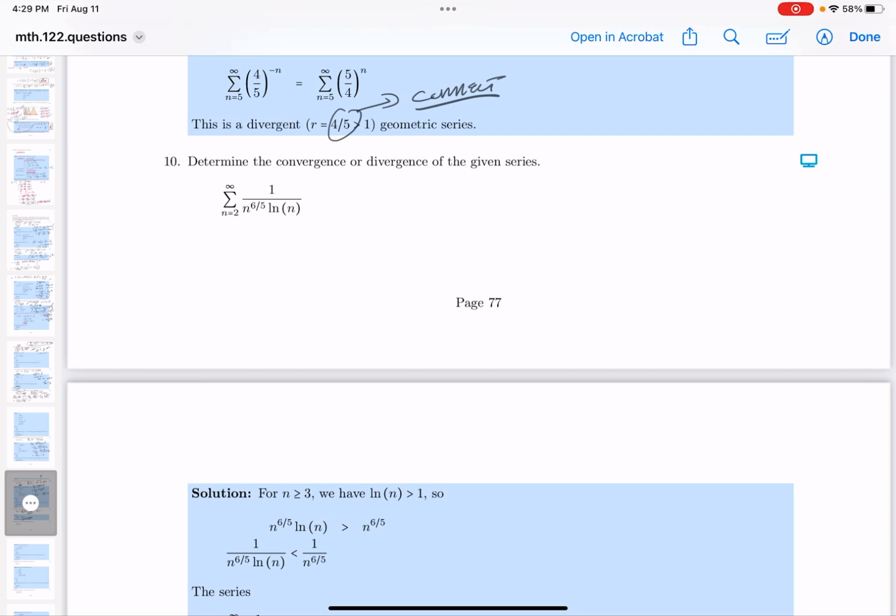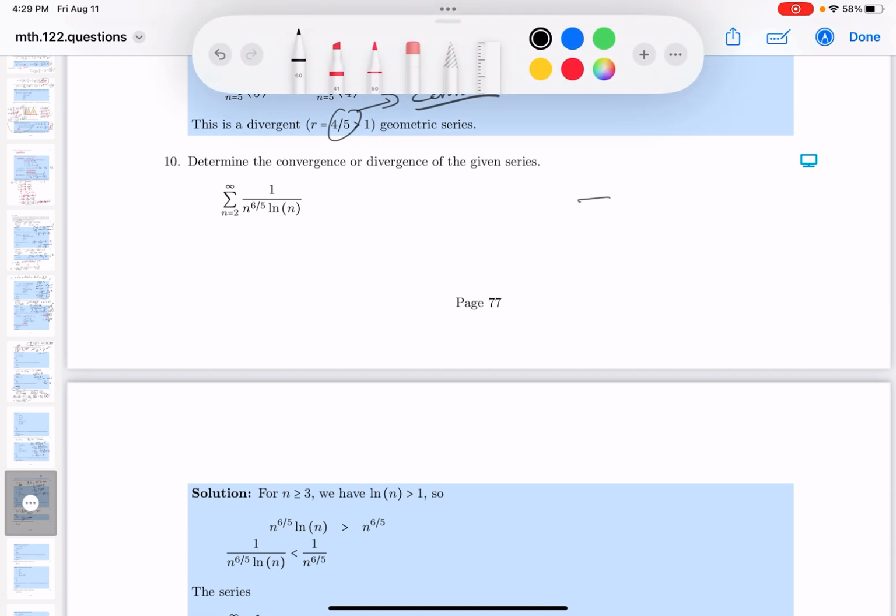Okay, so we have a positive term series. So I'm going to use a comparison, whether it be limit comparison or comparison test. I want to do a comparison. So the comparison I'm going to do, I'm going to compare it with this series over here. N equals 2 to infinity, 1 over n to the 6/5. This is a convergent p-series.